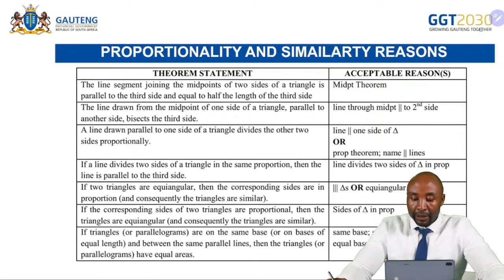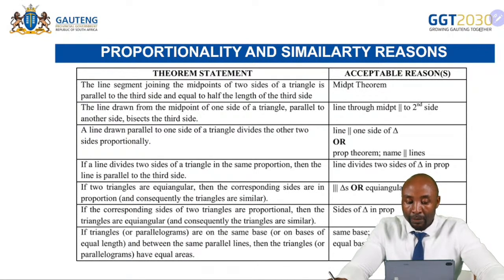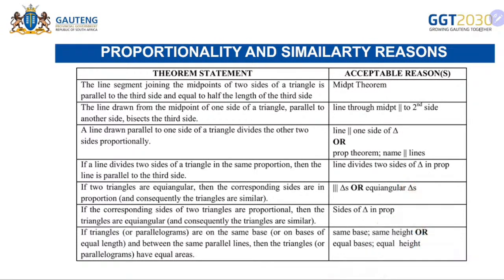Then, the theorem that we are mostly concerned about: a line drawn parallel to one side of the triangle divides the other two sides proportionally. This is our examinable proof, and we must know the proof of this theorem. As a reason, we normally use line parallel to one side of the triangle, or we use proportionality theorem as the reason, but remember to name the parallel lines that you are referring to.